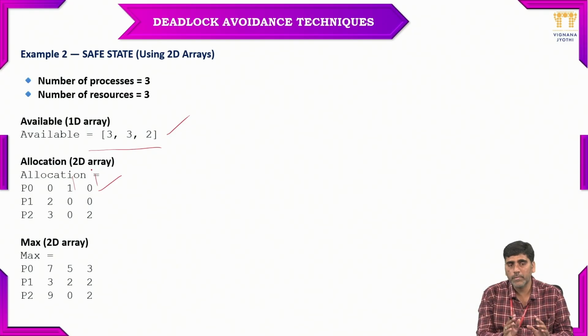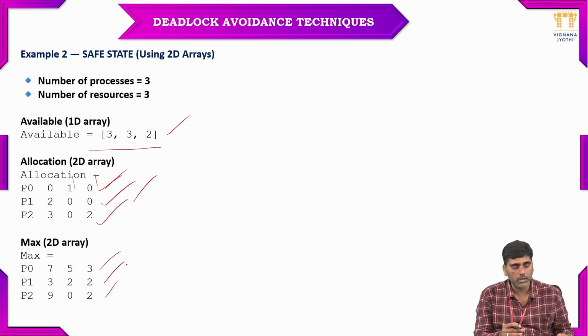These are all the instances: instance 1, instance 2, instance 3. So we already said that Banker's algorithm is suitable for multiple instances, and that the resource allocation graph is only for single instances of the processes. So now these are multiple, that means 3 instances for P0, 3 instances for P1, 3 instances for P2. This is the allocation matrix for P0, P1, P2, and the maximum allocation is P0 7 5 3, P1 3 2 2, P2 9 0 2.